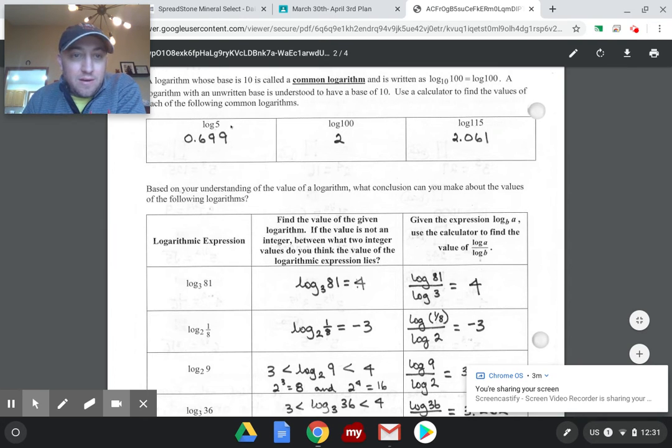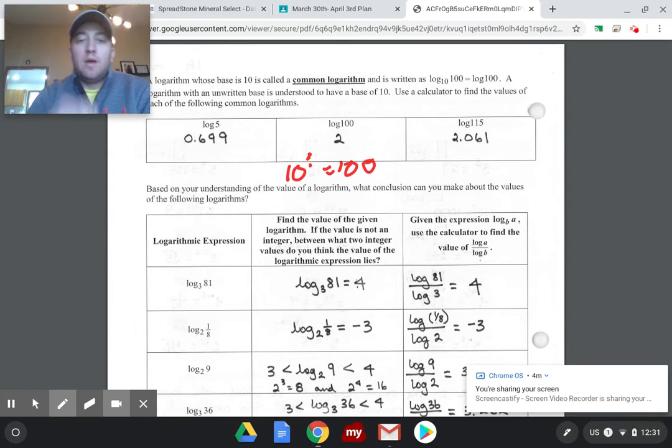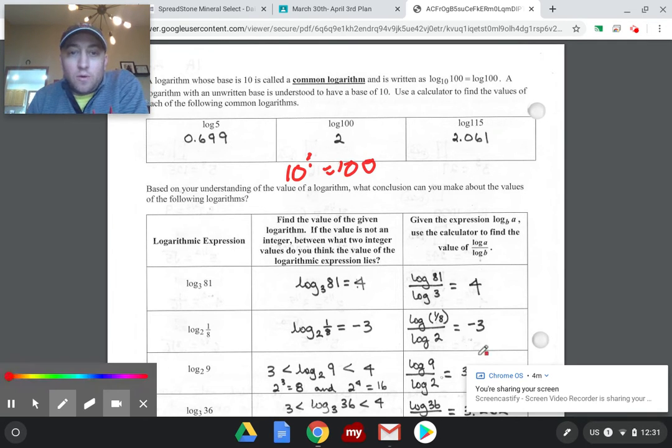So right here, this would be log base 10 of 5. So 10 to what power would give you 5? Approximately 0.699. Here, log of 100, I could rewrite that as an exponential equation. And that would really be rewritten as 10 to what power is equal to 100. And that's why the answer to that logarithm is 2.